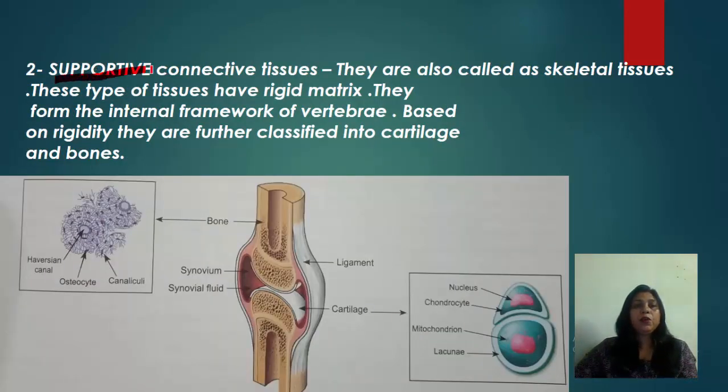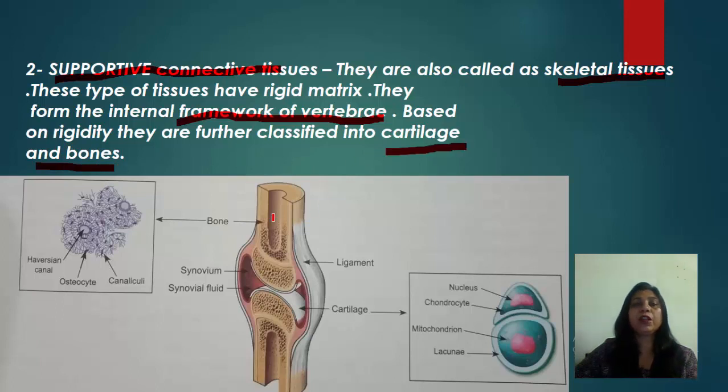Now next is supportive connective tissue. They are also called as skeletal tissues. These type of tissues have rigid matrix. They form the internal framework of vertebrae, and based on rigidity they are further classified into cartilage and bones. Means supportive connective tissue is further classified into cartilage and bones. As you can see from this figure, this is bone, the structure of bone that you don't have to do in detail in 9th class, and this is cartilage.